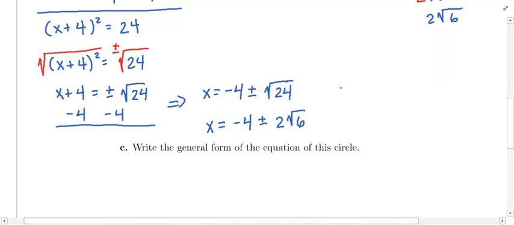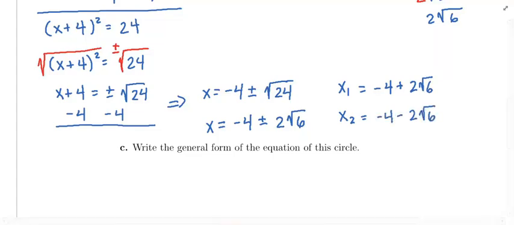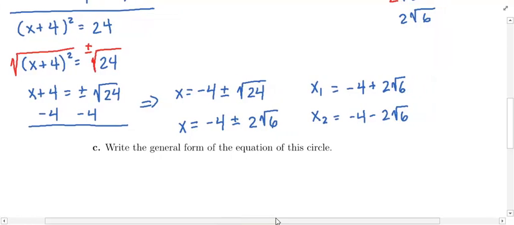Because the directions did ask for a decimal approximation, I'm going to write each one of these intercepts out. The first x-intercept we get by picking the plus sign, so it's -4 plus 2 times the square root of 6. The other x-intercept we get by picking the minus sign in the middle, so -4 minus 2 times the square root of 6. Now I'm going to go to the calculator and get a decimal approximation. If you remember in the directions, we were asked to give both the exact value and the decimal approximation.